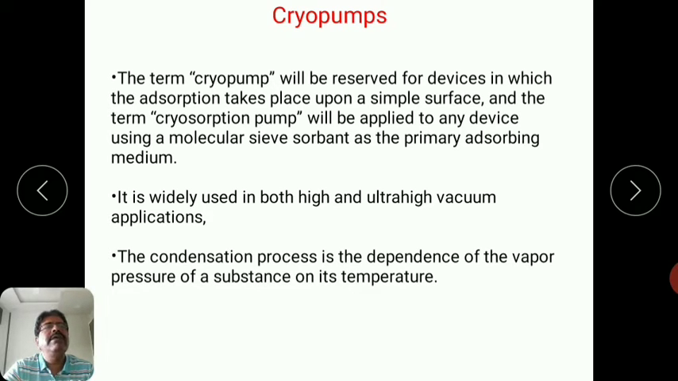Now let us try to understand the basic physics involved in the process of either cryocondensation or cryosorption. First of all, you know that the condensation process depends on the vapor pressure of a substance and its temperature. Basically, the vapor pressure of any substance depends on its temperature.